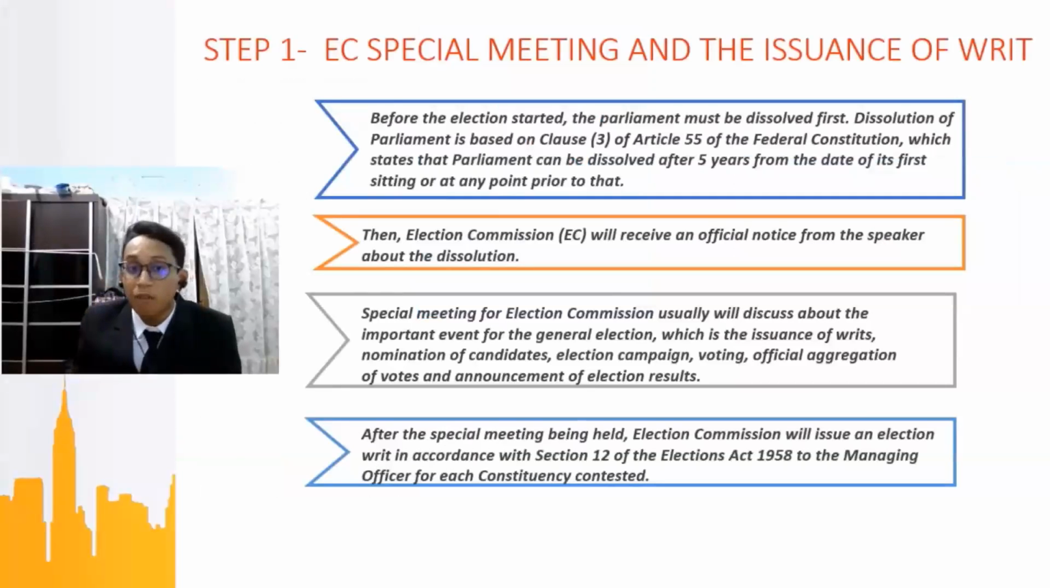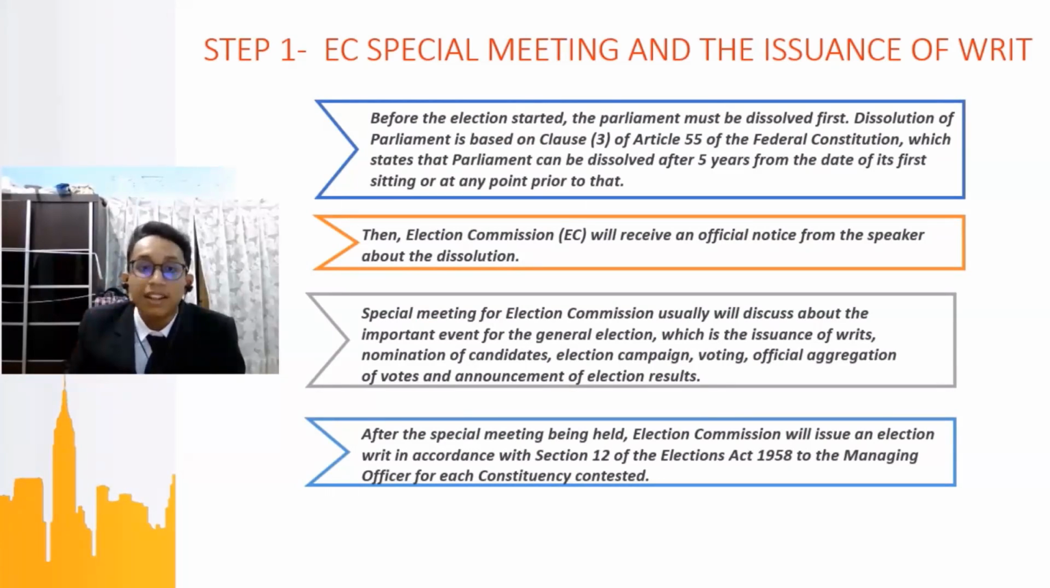The first step of election process is Election Commission special meeting and the issuance of writ. Before the election started, the parliament must be dissolved first. Dissolution of parliament is based on clause 3 of Article 55 of the Federal Constitution, which states that the parliament can be dissolved after 5 years from the date of its first sitting or at any point prior to that. Then, Election Commission will receive an official notice from the Speaker about the dissolution.